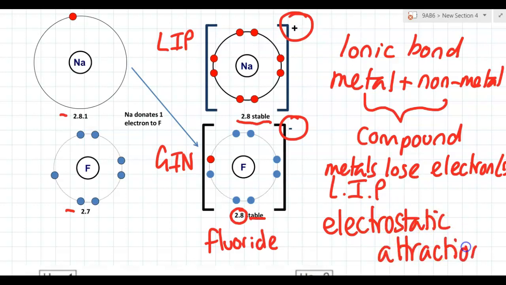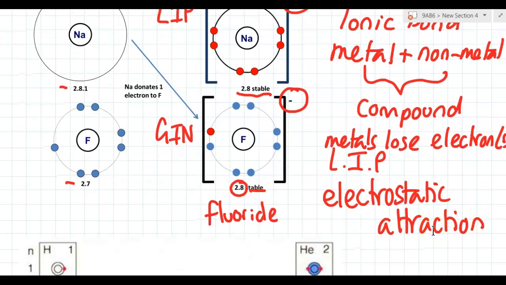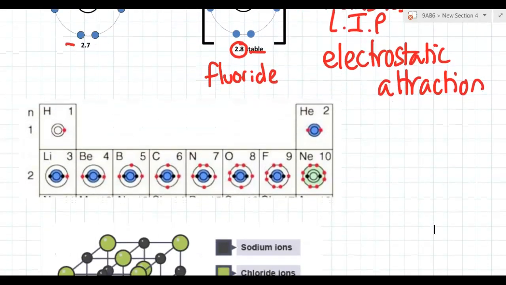So an ionic bond is made when a metal gives away its outermost electrons to a non-metal. Metals always make positive ions, non-metals always make negative ions, and opposite charges attract. All right, let's link that to our periodic table.